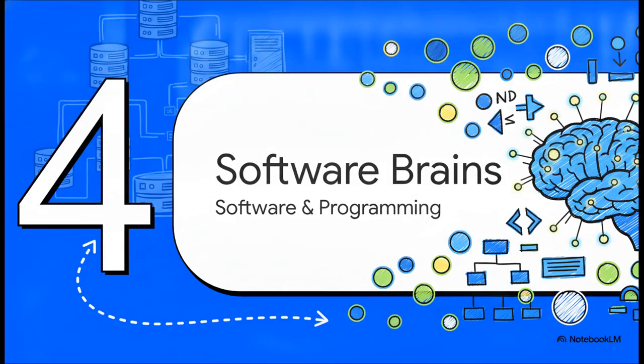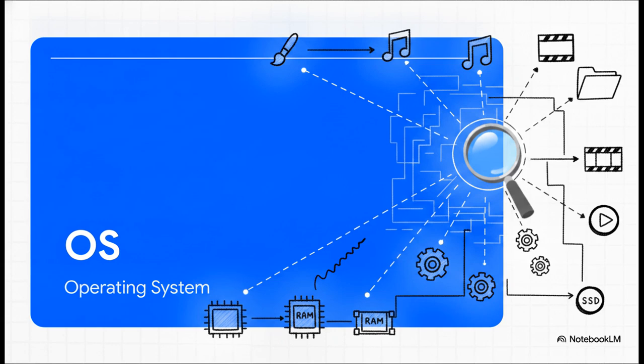Moving on from the physical and network layers, we hit Section 4, Software and Programming Brains. Now, what's really interesting about this slide is understanding the OS, or operating system. Because without it, all of that incredibly expensive hardware we just talked about, the CPU, the RAM, the fancy SSD, it's practically useless. The operating system is the fundamental master software that manages the physical hardware and all your other software apps. It's essentially the core environment where everything else lives, breathes, and functions.